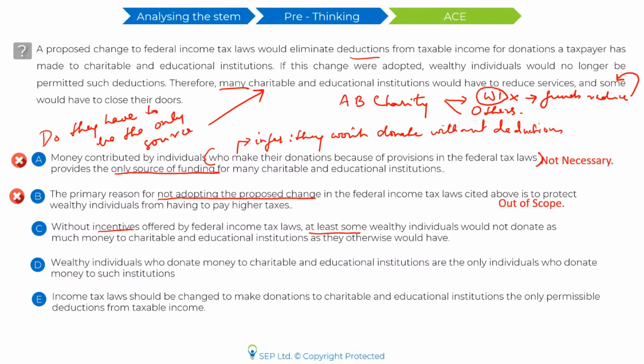D says wealthy individuals are the only individuals. Again, remember, they don't have to be the only individuals. And choice D does not even tell us whether they are going to stop donating or not. So this is out. E: income tax law should be changed to make donations charitable. I mean, is this necessary for the conclusion to be true? It has got nothing to do with educational institutions having to reduce services. So E is also out of scope, and therefore C is the only answer.